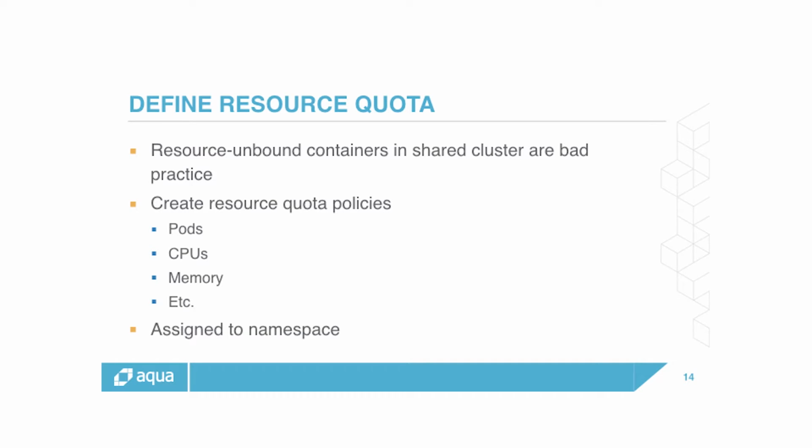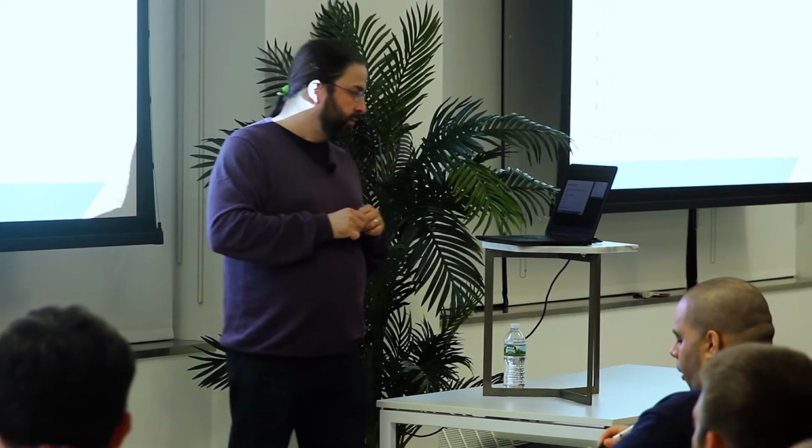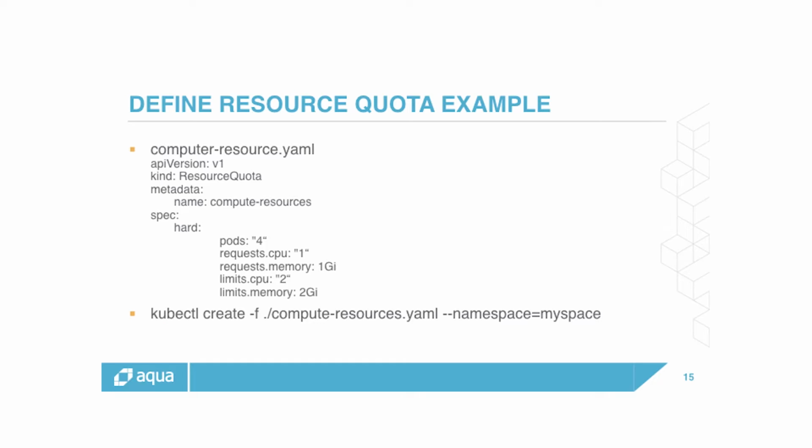You want to limit the number of containers and pods which run resource unbound, because this is risky in a shared environment and in a cluster. If you have a noisy neighbor, it may pose an additional threat. By default, Kubernetes, if you don't do anything special, creates all containers unbounded. You can apply resource quota to pods, CPU resources, memory resources, and it's assigned per namespace. This is an example.